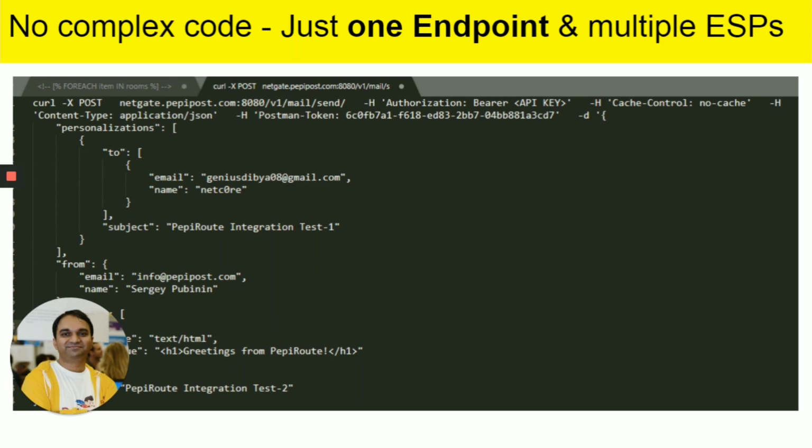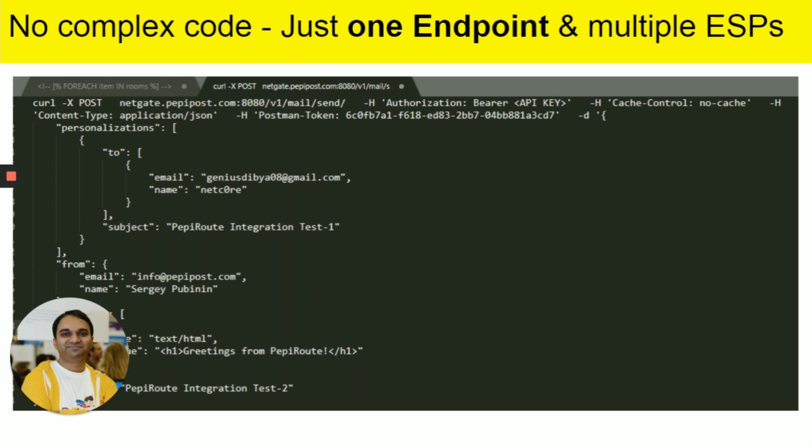So let's take an example. You have SendGrid, you have PeppyPost, you have Postmark, you have Mandrill. A lot of vendors are there, or you might be having only just two vendors, SendGrid and PeppyPost. So what you need to do is you need to just get this one API endpoint of PeppyRoute, and then integrate inside your code. And on the platform of this PeppyRoute, you need to configure the SendGrid API key and PeppyPost API key. So whenever the email will hit this PeppyRoute gateway, it will automatically divert the emails between SendGrid and PeppyPost based upon different rules.